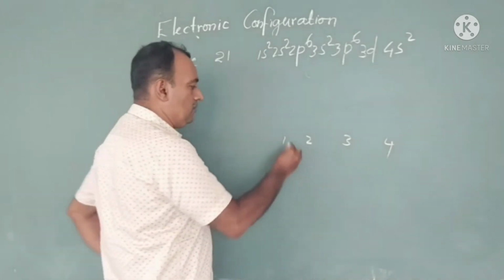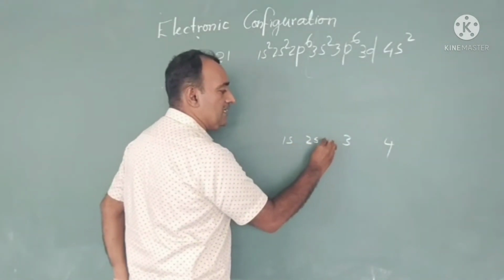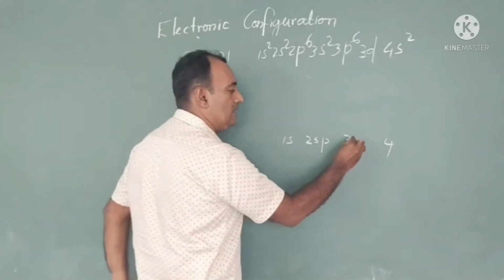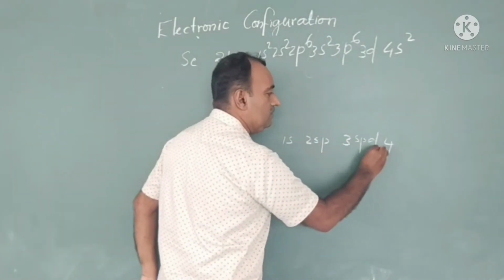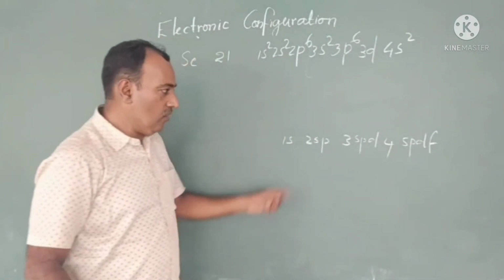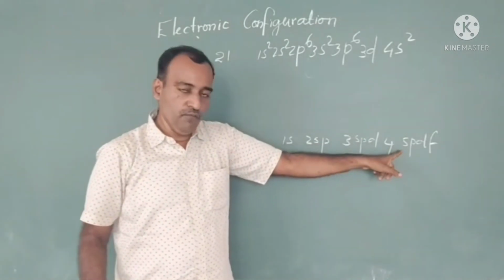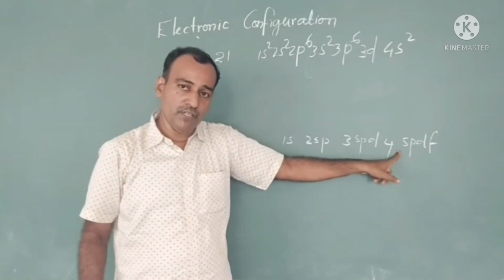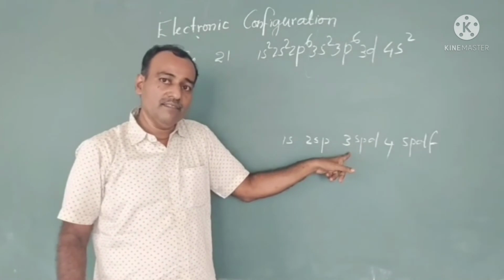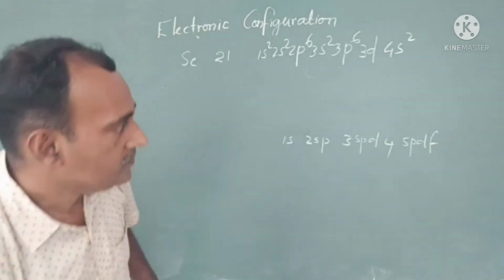The first energy level has only one subshell. The second energy level has s and p. The third energy level has s, p, d. The fourth energy level has s, p, d, f. So after completing 3p, it will go to 4s. After completing 4s, it will come to the inner 3d orbital. Be careful about this.